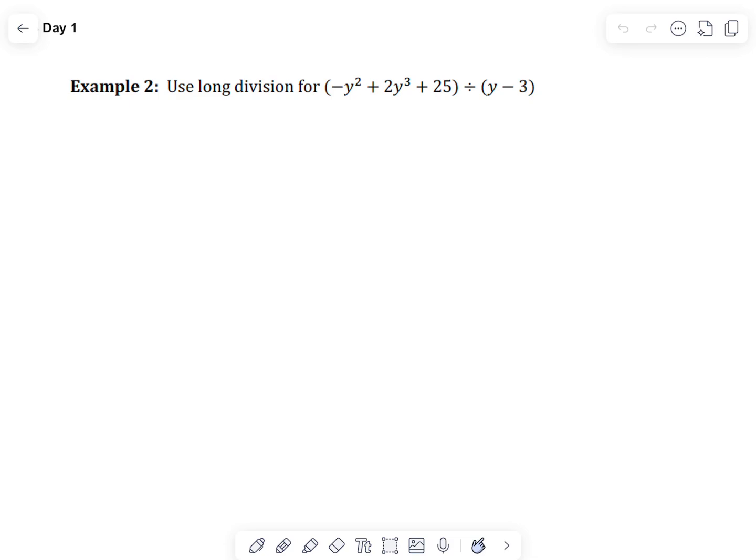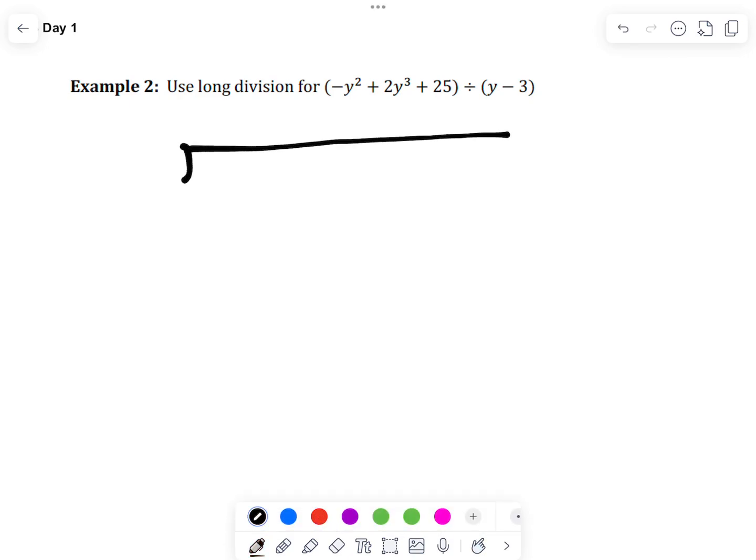Here's the second example of long division. So I'm setting up my negative y, I'm going to put it in standard form.